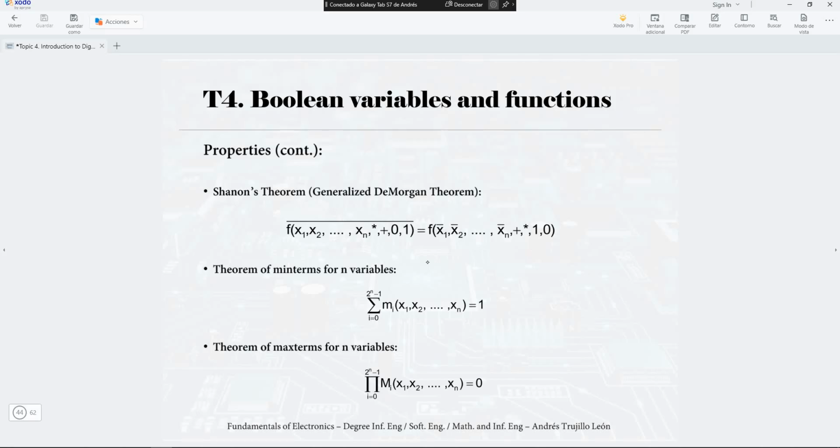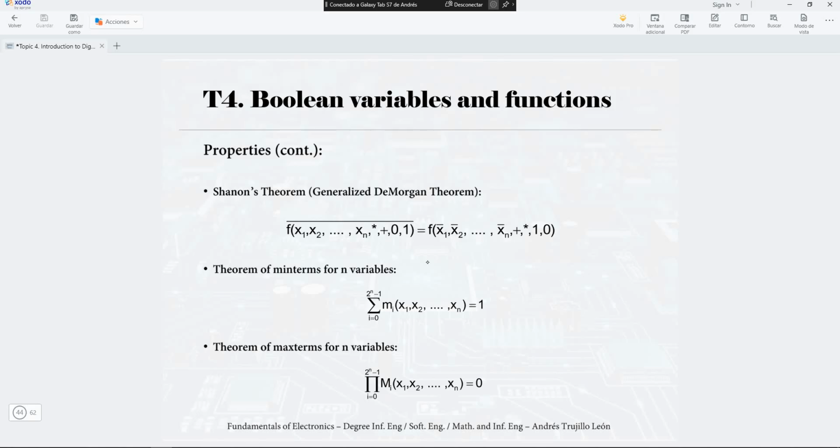We have a generalized De Morgan theorem, so you can obtain the De Morgan theorem applied to a function just by changing each variable by its negated version, the logic sum by the logic product, and vice versa, and the one for the zero, and vice versa. So it's quite easy.